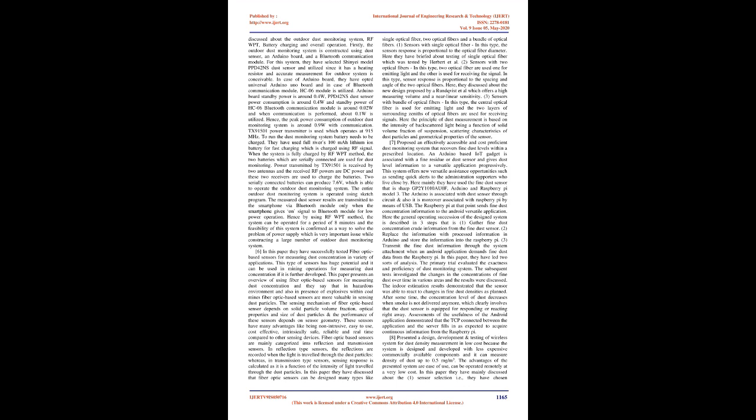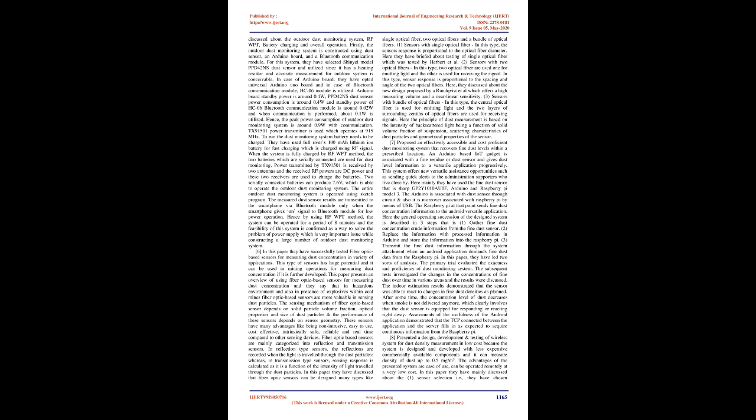2. Sensors with two optical fibers. In this type, two optical fibers are used, one for emitting light and the other for receiving the signal. In this type, sensor response is proportional to the spacing and angle of the two optical fibers. Here, they discussed the new design proposed by Rundqvist et al., which offers a high measuring volume and a near linear sensitivity.